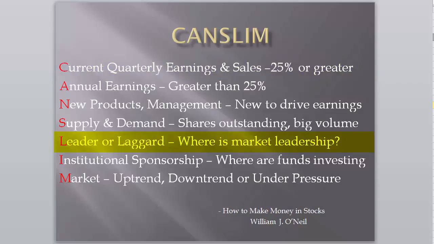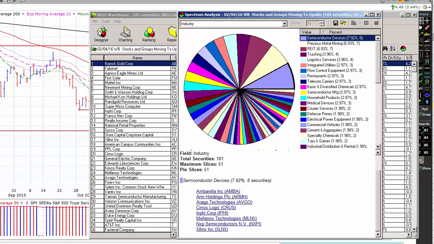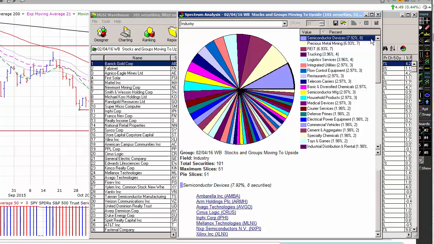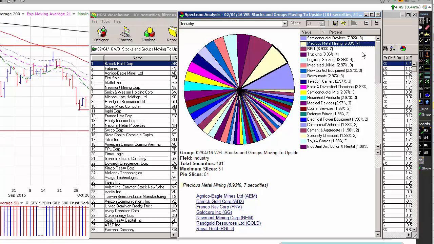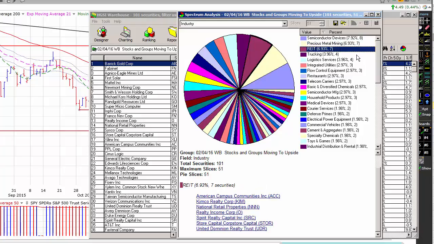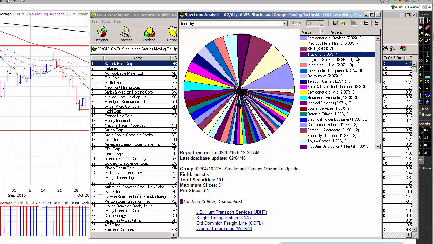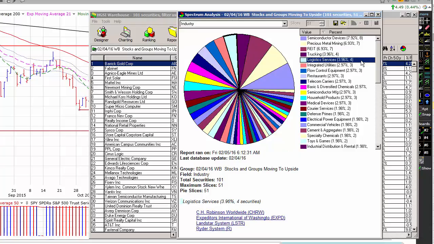It's important that we identify where the leadership in the market is. To this end, we use HGSI, High Growth Stock Investors, Spectrum Analyzer to identify market leadership on a daily basis. So let's get started with that. Yesterday, of the top 100 most powerful stocks in the most powerful industry groups, 8 came from the semiconductor devices industry group. 7 came from precious metals. We had 7 real estate investment trusts. There were 4 from the trucking industry, and rounding out the top 5, 4 from the logistics services industry.